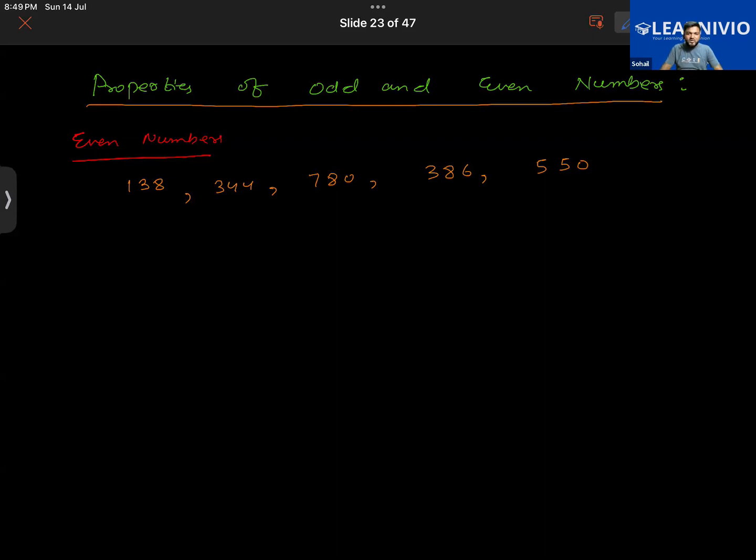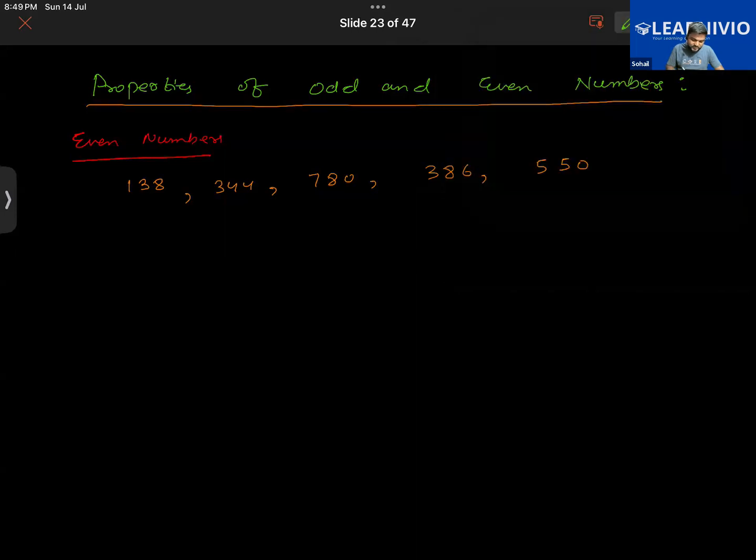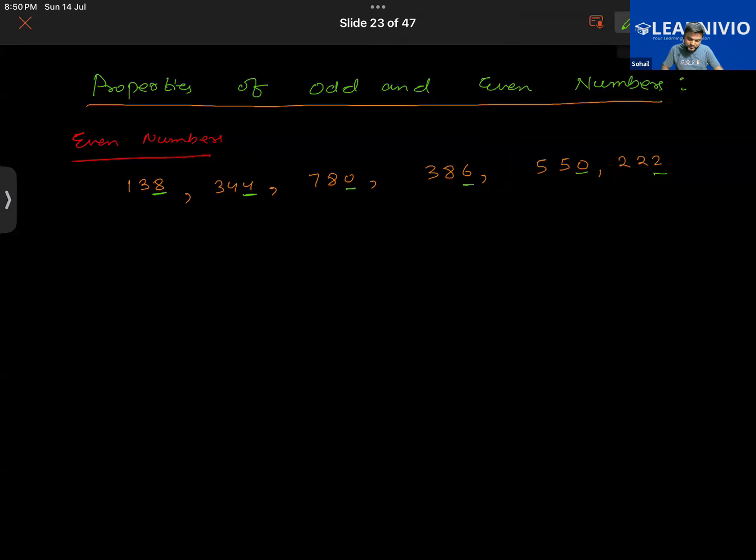Another important thing is that when you look at the unit place of all these numbers, they have digits like 8, 4, 0, 6. We can have other examples like 222, where the unit place is 2, and here you have 0. Those numbers which have 2, 0, 6, 4, or 8 at the unit place are called even numbers. Getting it now? And they are completely divisible by 2. So that is what an even number is.